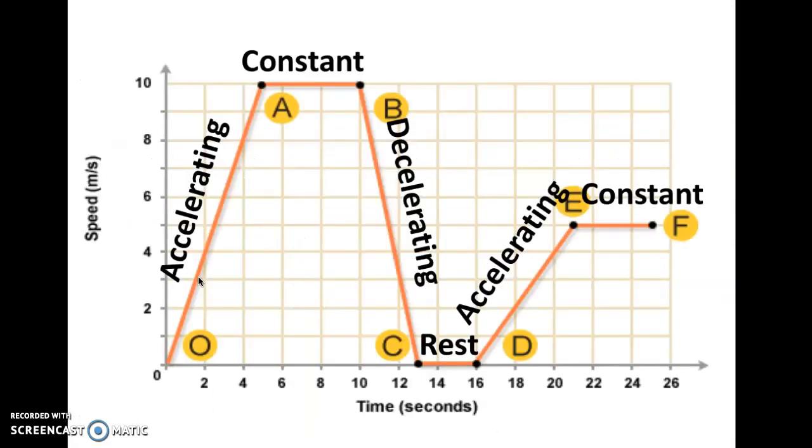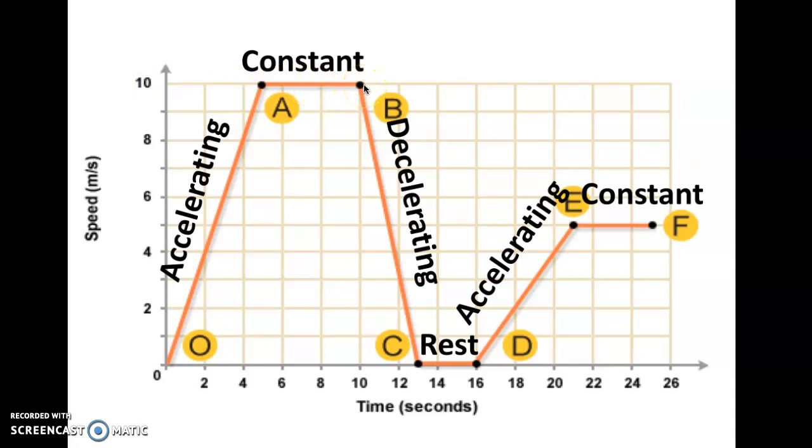Alright, so here we have a summary of what we've looked at. In our speed time graph, we have acceleration happening. So our object is speeding up because our speed is increasing. Remember, this orange line represents speed. Up here we have a constant speed, so your object is traveling at a constant rate of 10 meters per second.